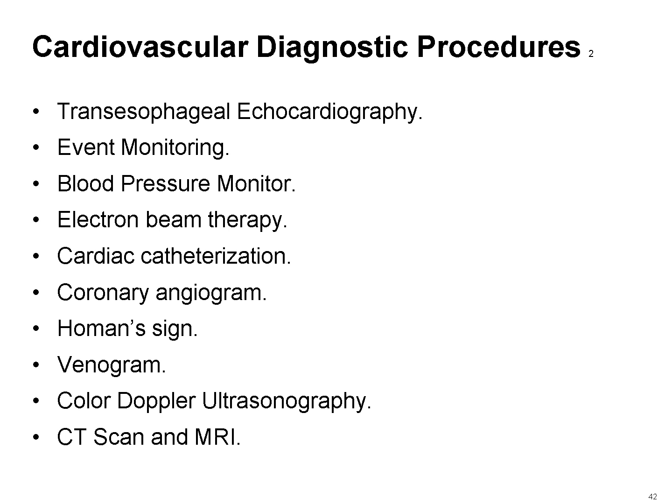Homans' sign, a quick clinical evaluation used to check for the presence of a deep vein thrombosis, DVT. Venogram, an X-ray of a vein, often performed with contrast dye to highlight vein structure and detect blockages or clots. Color Doppler ultrasonography, uses high-frequency sound waves to evaluate cardiac valve function, rates of blood flow through the heart and vessels.